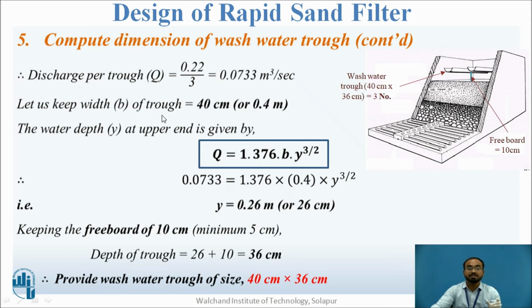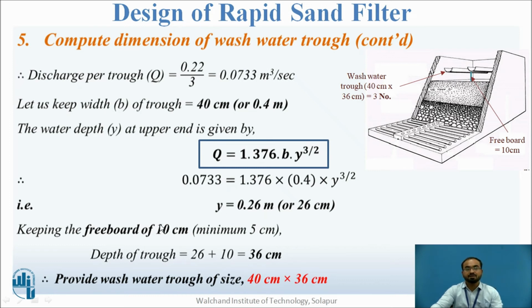So let us keep the width of the trough to be 40 centimeters, that is 0.4 meter, and I can calculate the depth by using the formula Q is equal to 1.376 B into y raised to 3 by 2. Putting all the values in this equation, I will get 0.0733, that is discharge per trough, is equal to 1.376 multiplied by the width, that is 0.4, multiplied by the depth raised to 3 by 2, that is y raised to 3 by 2. By that I will get the value of y to be 0.26 meters or 26 centimeters.